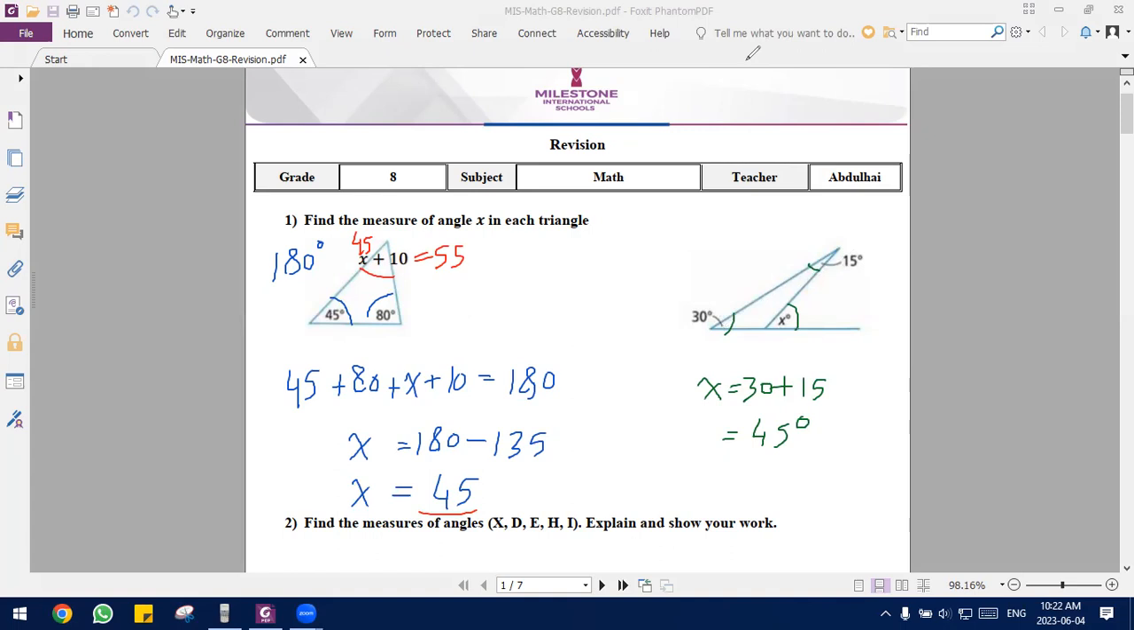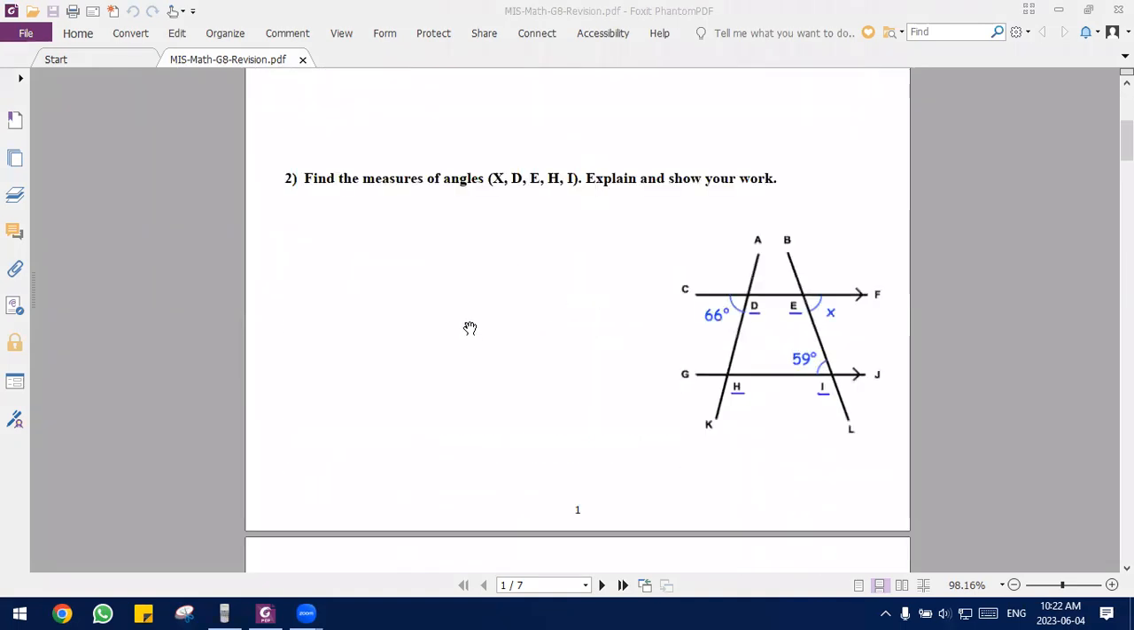Now, question number 2. Find the measure of the angles x, d, e, h, i, and then explain and show your work. So after we solve it, we need to explain why the answer is like this. First off, you can start with any letters that you need to find. Let me start with D, for example, going from the left.